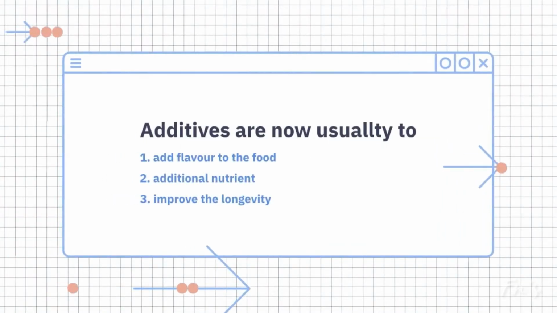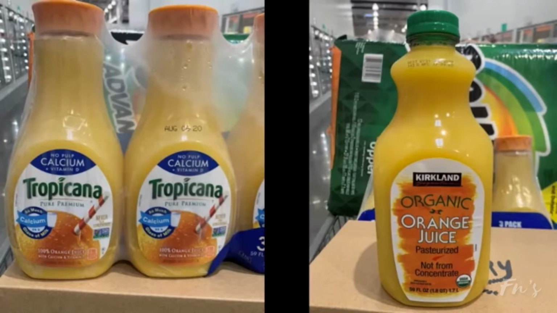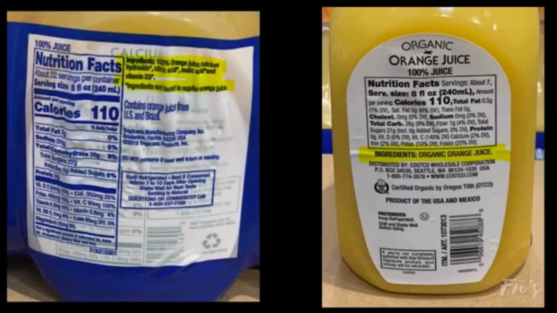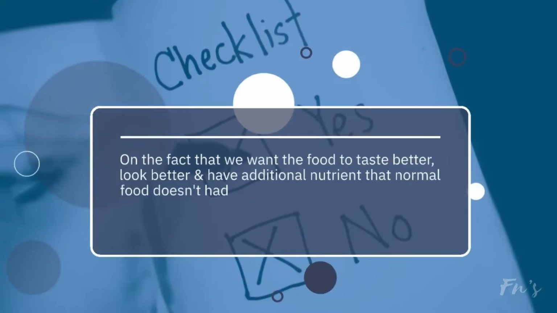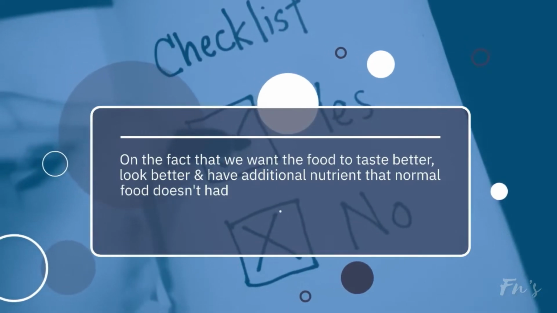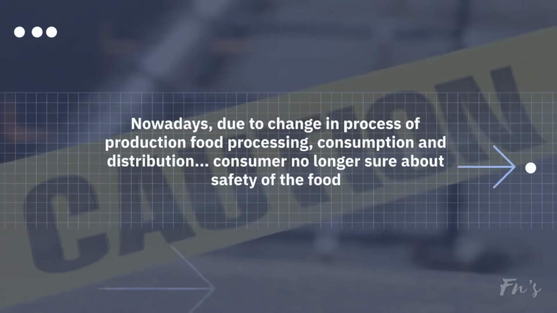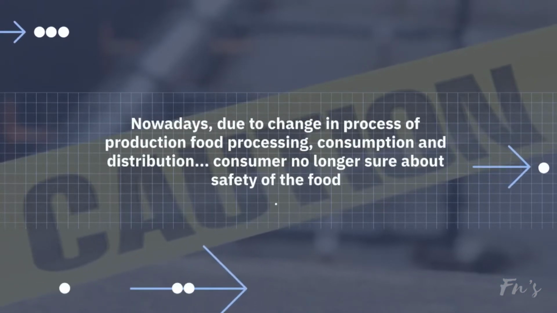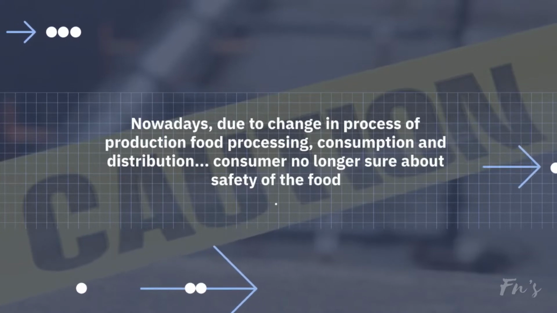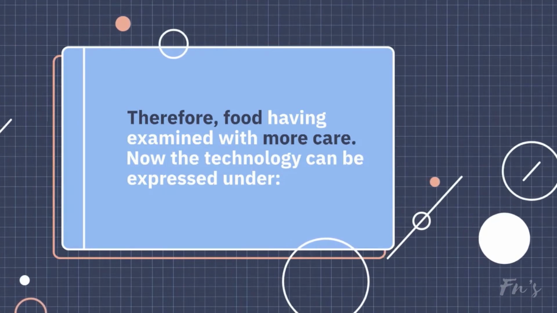Additives are now usually used to add flavor to the food, additional nutrients, and improve the longevity. Here is an example of the additives used in a product. We can check the ingredients at the back of the packaging of the product. We want the food to taste better, look better, and have additional nutrients that normal food doesn't have. Nowadays, due to changes in the process of food production, processing, consumption, and distribution, consumers are no longer sure about the safety of the food. Therefore, food is being examined with more care.